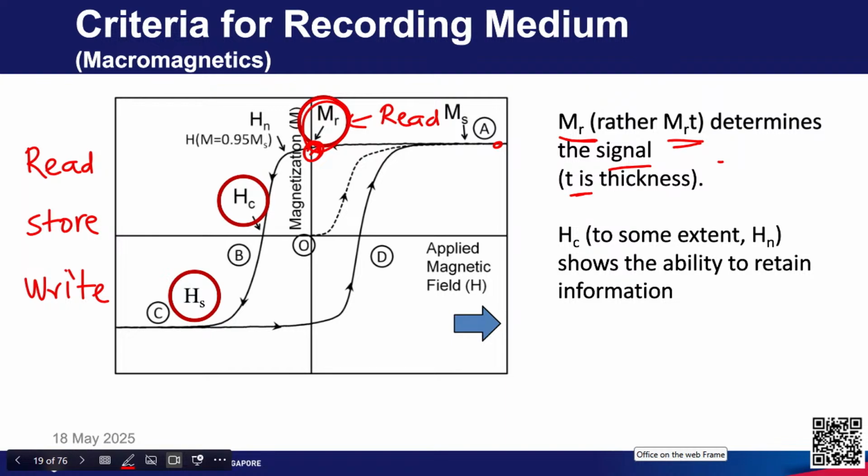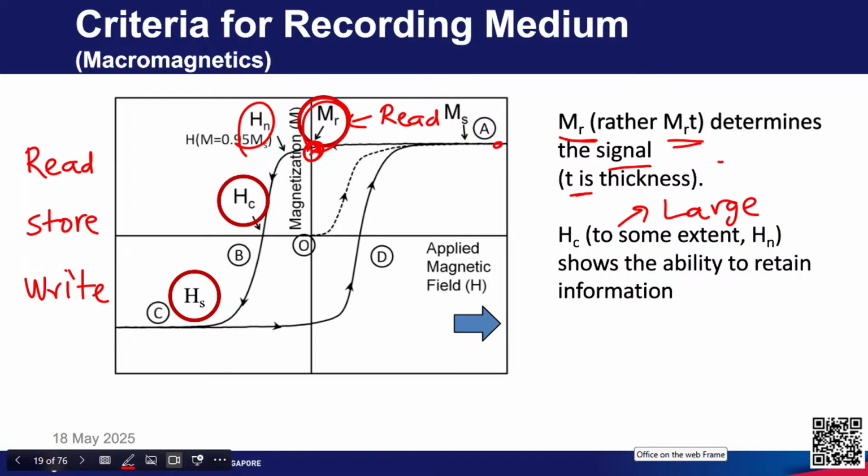Okay. So, we can say either the nucleation field or coercivity is related to the ability to retain information. If your coercivity is large, for example, then you cannot erase the information.